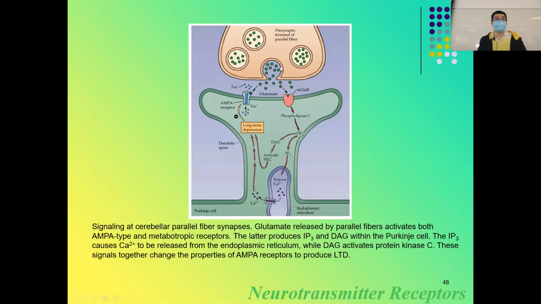So when we talk about memory, long-term potentiation and long-term depression, we'll give an introduction on how those mechanisms are involved, which actually involve the secondary messengers and also protein synthesis.